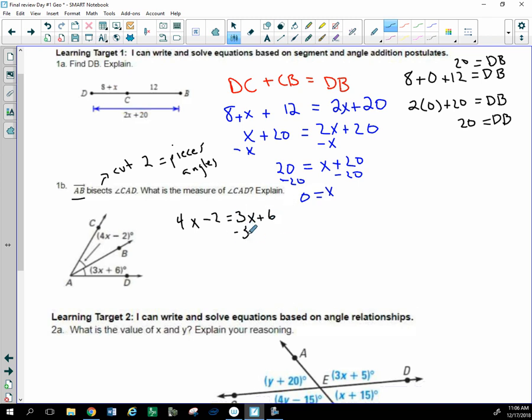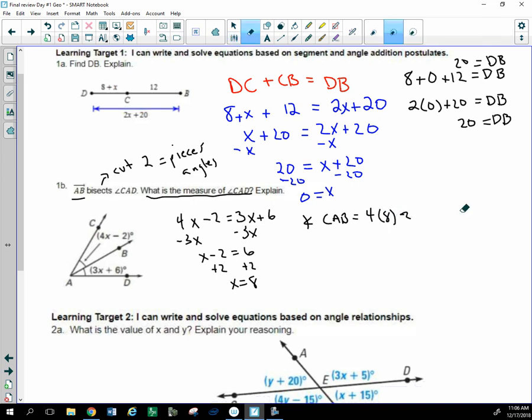Start solving. I'm going to subtract 3x across the equal side first. So x minus 2 equals 6. Add my 2, and x comes out to be 8. But they wanted to know the measure of CAD, the total angle. So I can find angle CAB, which is 4 times 8 minus 2. It's supposed to be minus 2, sorry, sloppy handwriting there. 4 times 8 is 32, and 32 minus 2 gives me CAB is 30.